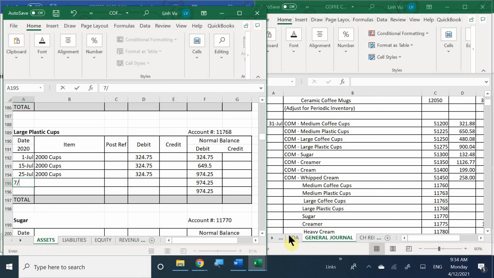Then here, for my large plastic cups, how many cups did I use? 5,543. Okay, perfect. So how much did it cost me? 904, which gives me a remaining balance of $74.21.